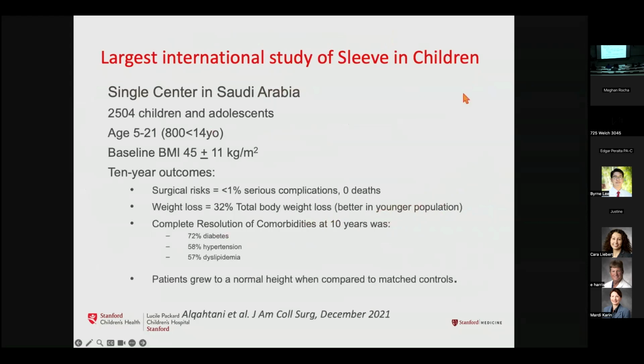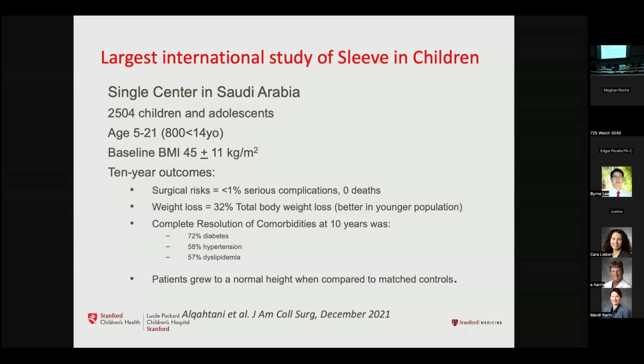The largest international study in sleeve children is a single center study in Saudi Arabia that looked at 2,500 patients. They had ages from 5 to 21, and 800 of those were under 14. The baseline BMI was 45, and the 10-year outcome showed a less than 1% risk of serious complications, and most of those were prolonged nausea and vomiting. Weight loss was 32% of total body weight, which was better in the younger population.